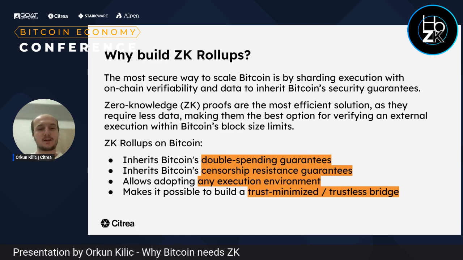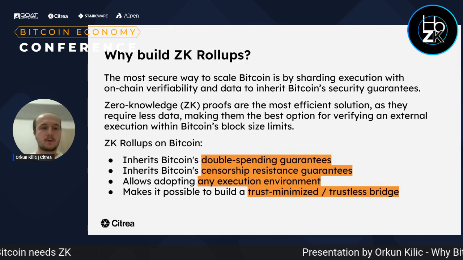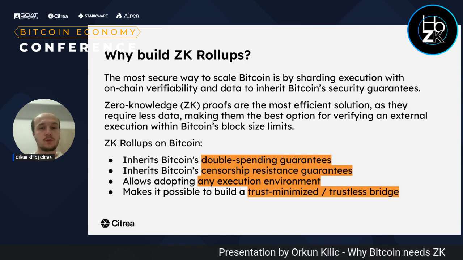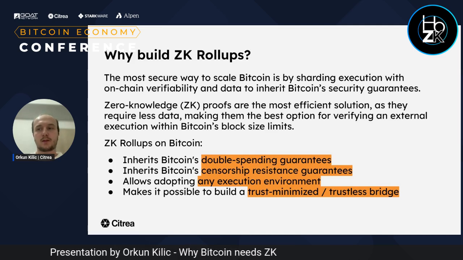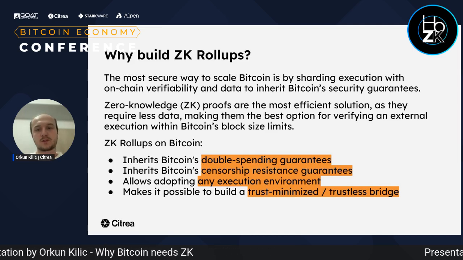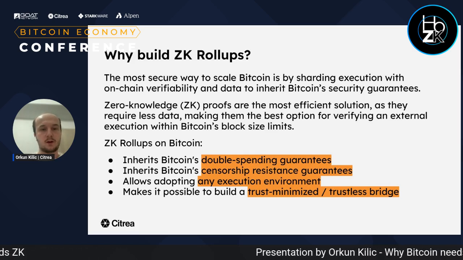And probably the best thing about this is that it allows adapting any execution environment, because essentially what Bitcoin sees is just the ZK proof, and what you prove inside is not a concern for Bitcoin. So you can even embed the EVM, just like what Citrea is building, or you can build any other VM that you want inside the ZK rollup.